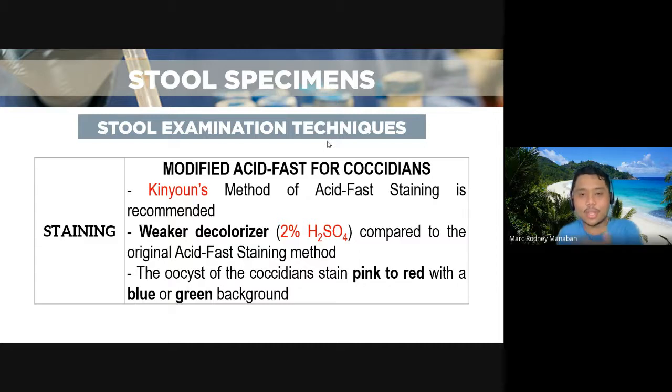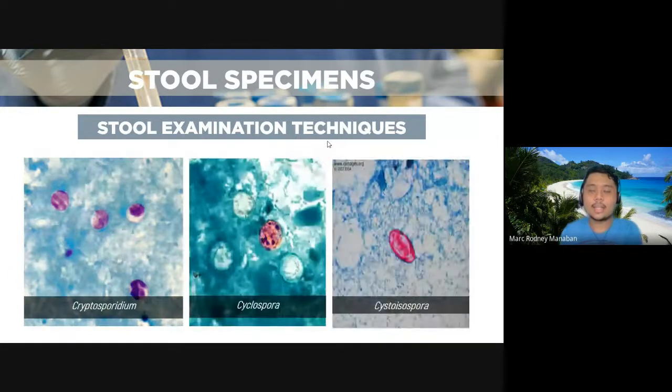So that's for your modified acid fast. Again, for coccidians, the difference from the original acid fast is a weaker decolorizer for the modified acid fast procedure. Here are your coccidians: Cryptosporidium, Cyclospora, and Cystoisospora. As you can see, they are not as bright red compared to Mycobacterium, which is truly acid fast. They have a lighter shade, pinkish or purple, but they still exhibit acid fastness. They are only partially acid fast. And the background is again blue.